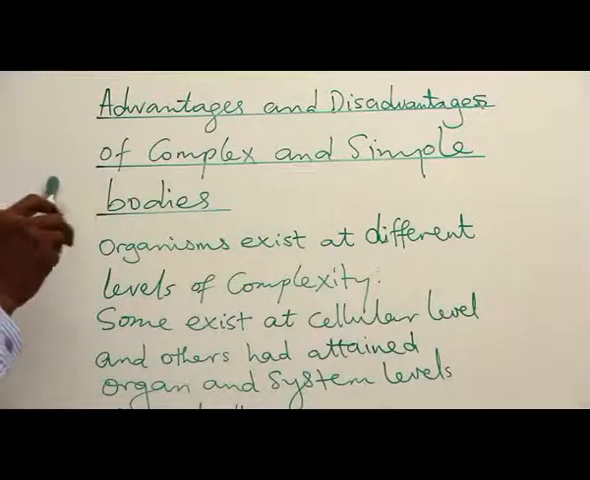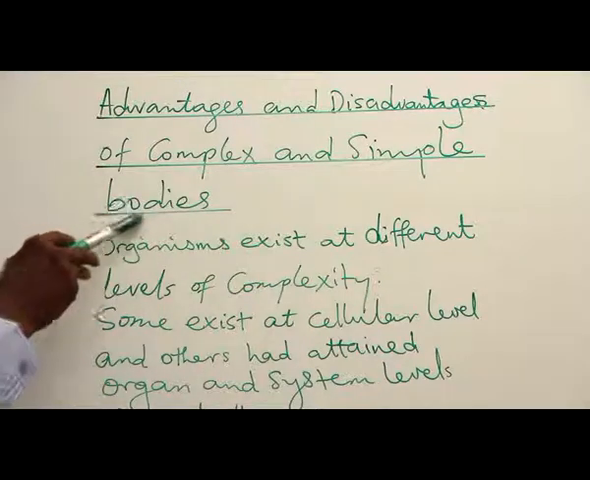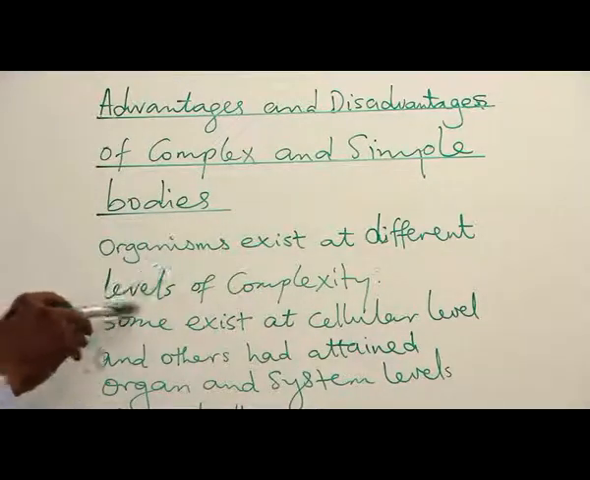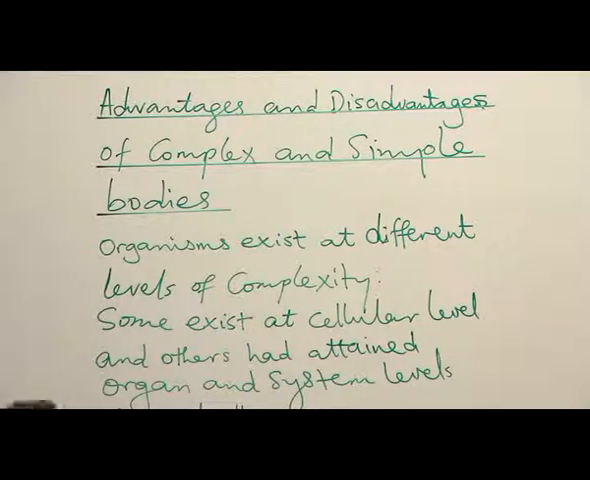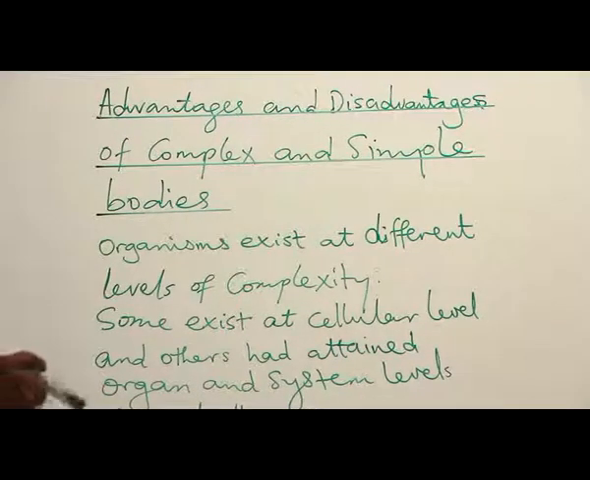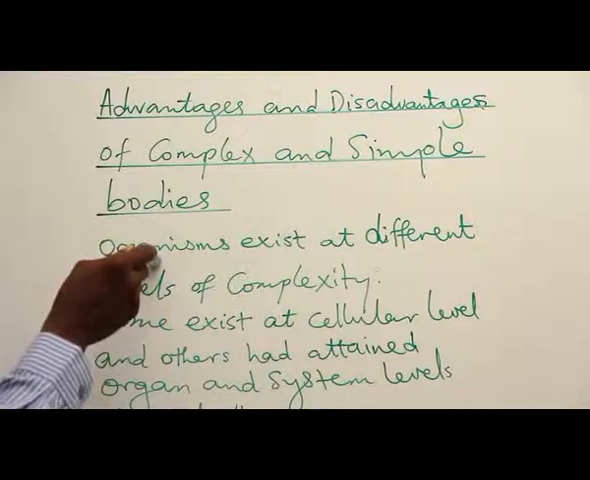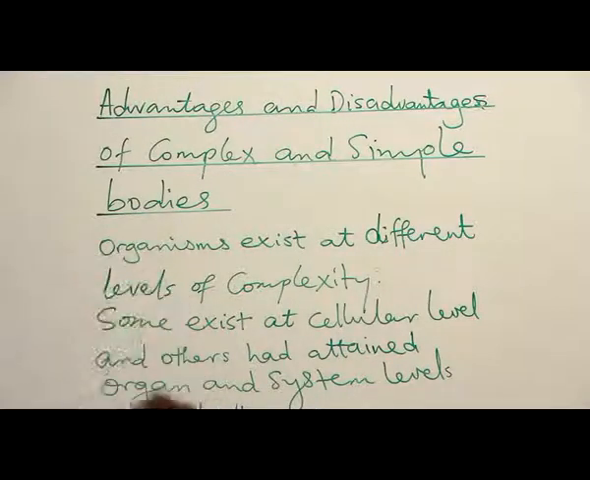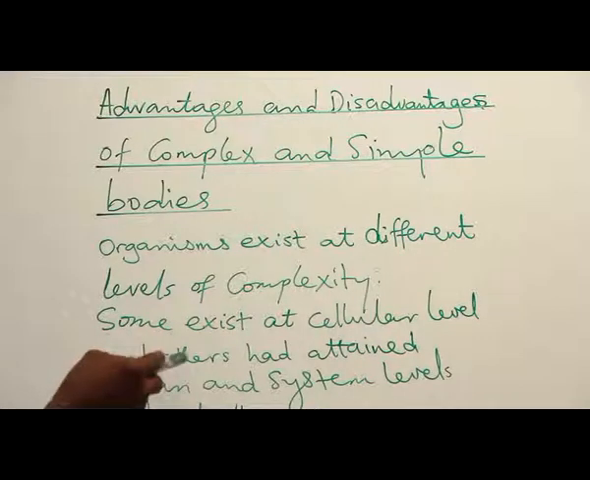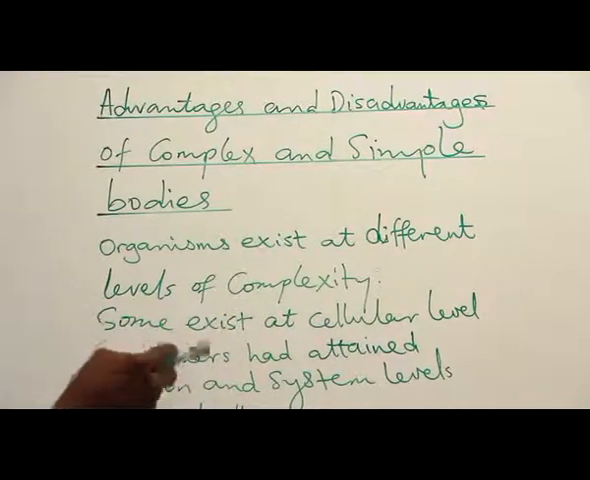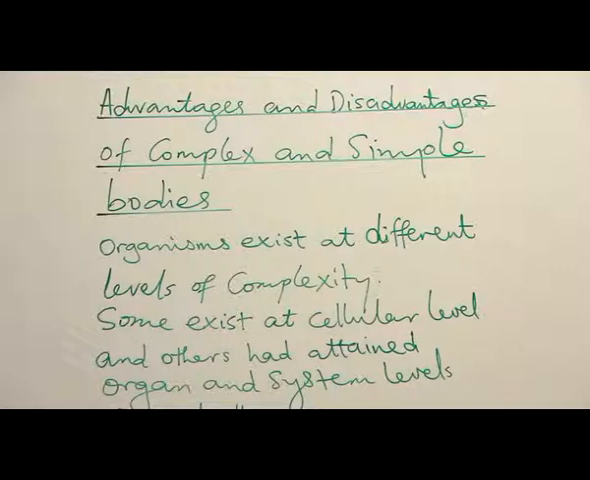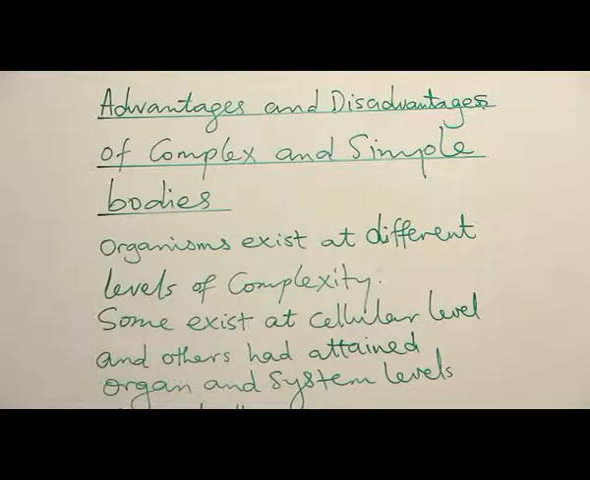We know that cells have different levels of organization: cell level, tissue level, organ level, and complex level. And this complexity varies, that a cell is simpler than a system. So we want to look at the advantages and disadvantages of having a complex body and having a simple body. Let's go through some example questions based on this topic.